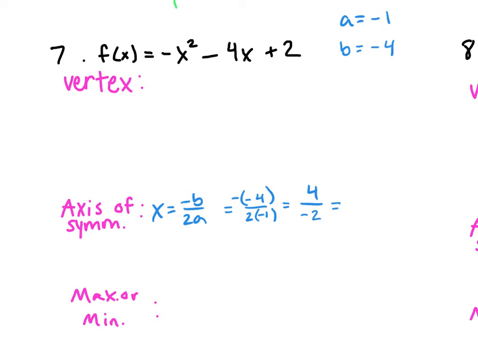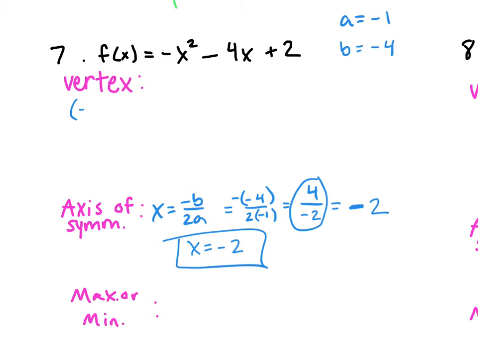It's either 2 or negative 2. Well, how many negative signs do we have? 1. So what's a positive divided by a negative? Negative. So negative 2. So our axis of symmetry is x is equal to negative 2. Good job. So our first number in our vertex is negative 2.